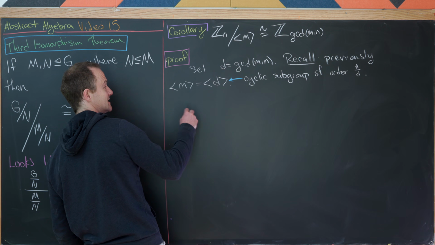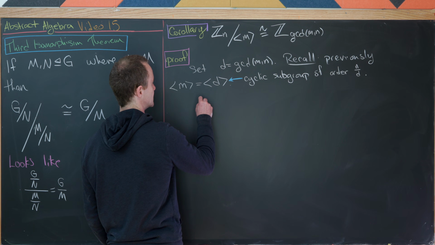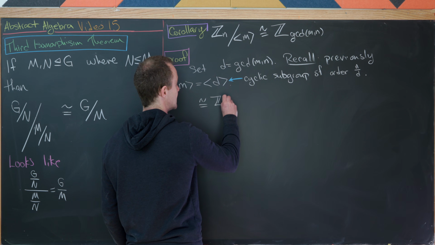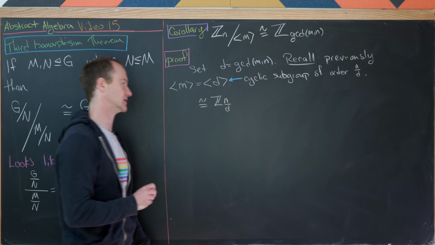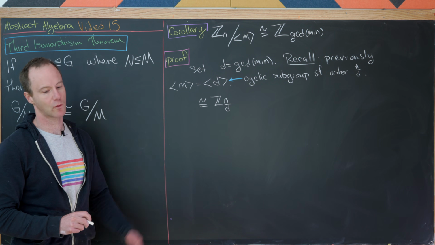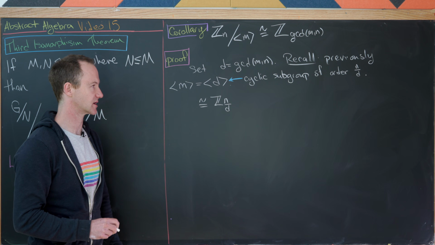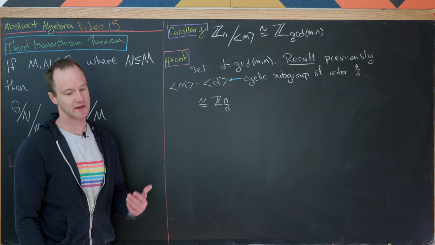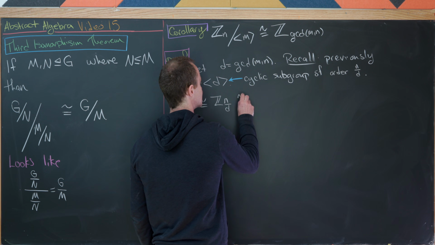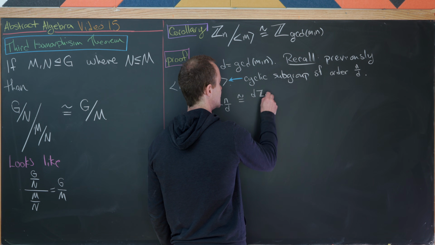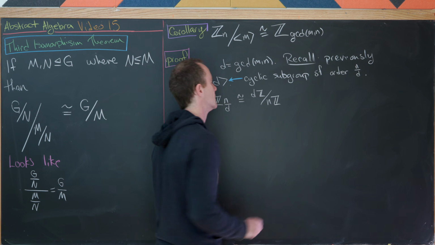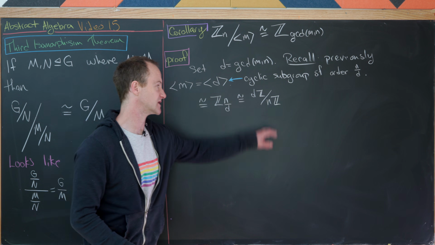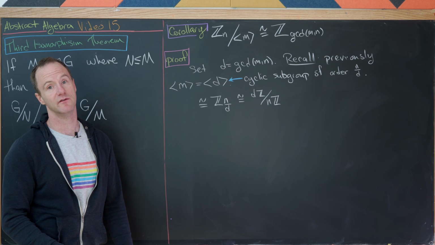So since this is a cyclic subgroup of order n over d, we know that this must indeed be isomorphic to Z mod or Zn over d. Because all cyclic groups of the same order are isomorphic, and this is also a cyclic group of order n over d. But now reusing the observation we used in our previous application, this is isomorphic to dZ mod nZ, where this top group is all multiples of d, whereas this bottom group is all multiples of n.